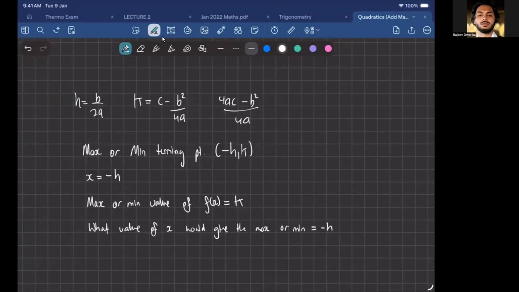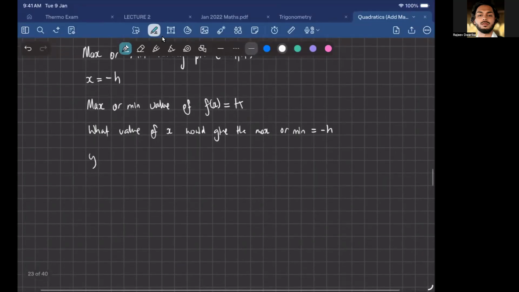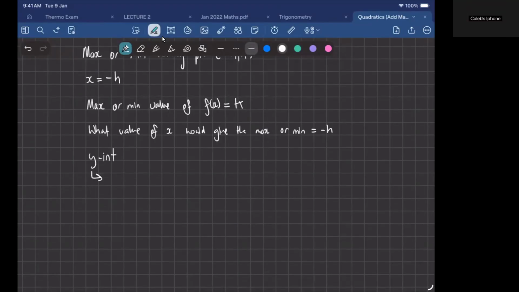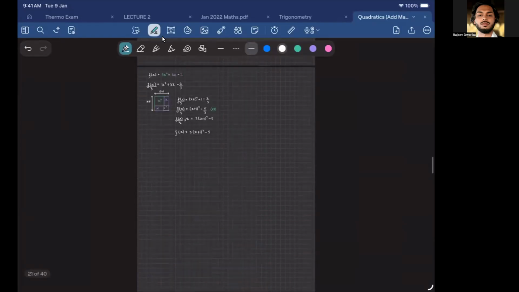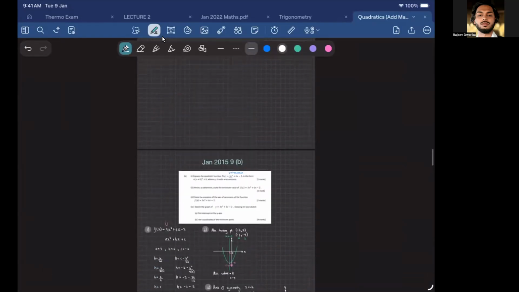I don't really think I have anything else to ask. If I want to figure out the y-intercept, how would I do that? The C value. Yeah, just your c value. Or I think you were going to say just put x equal to 0. That's correct.